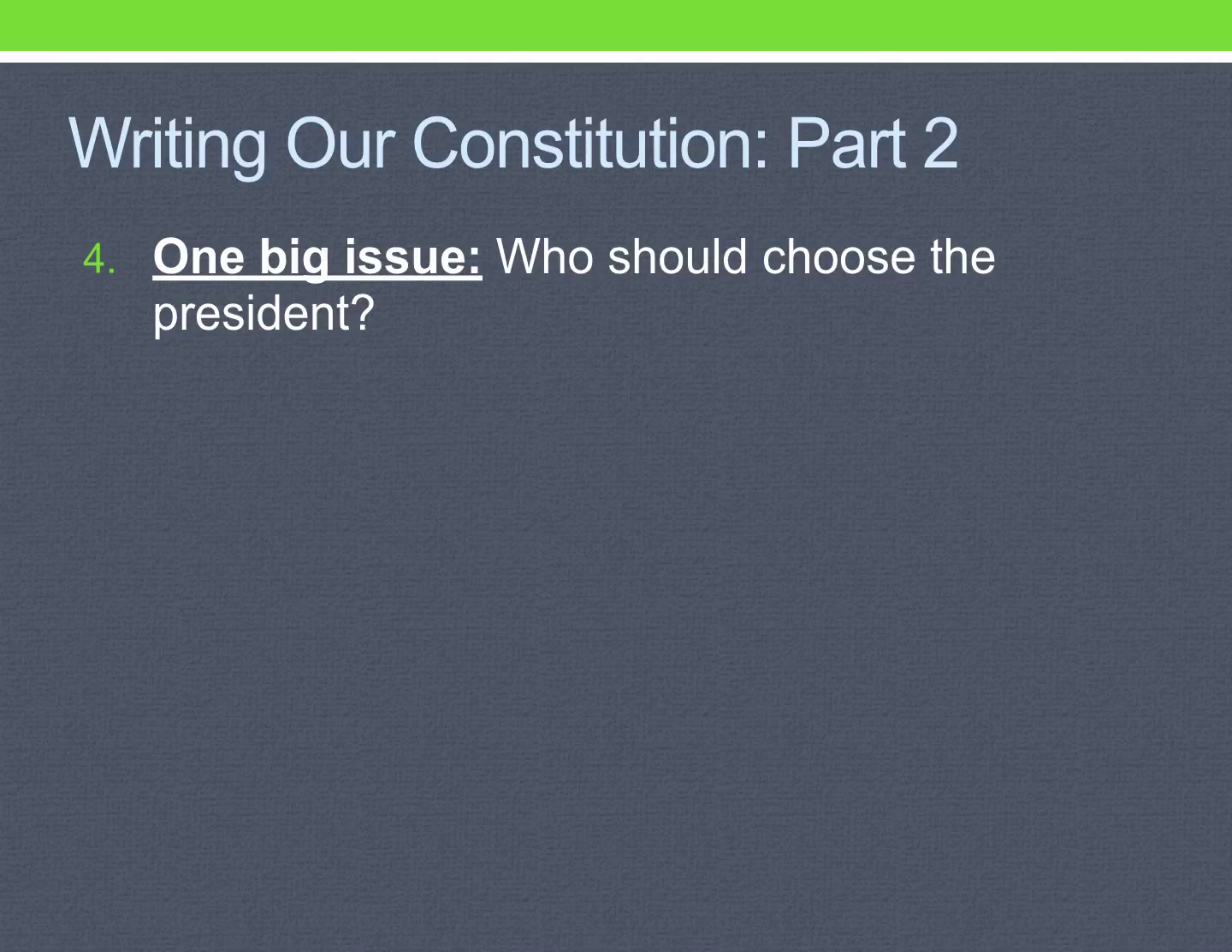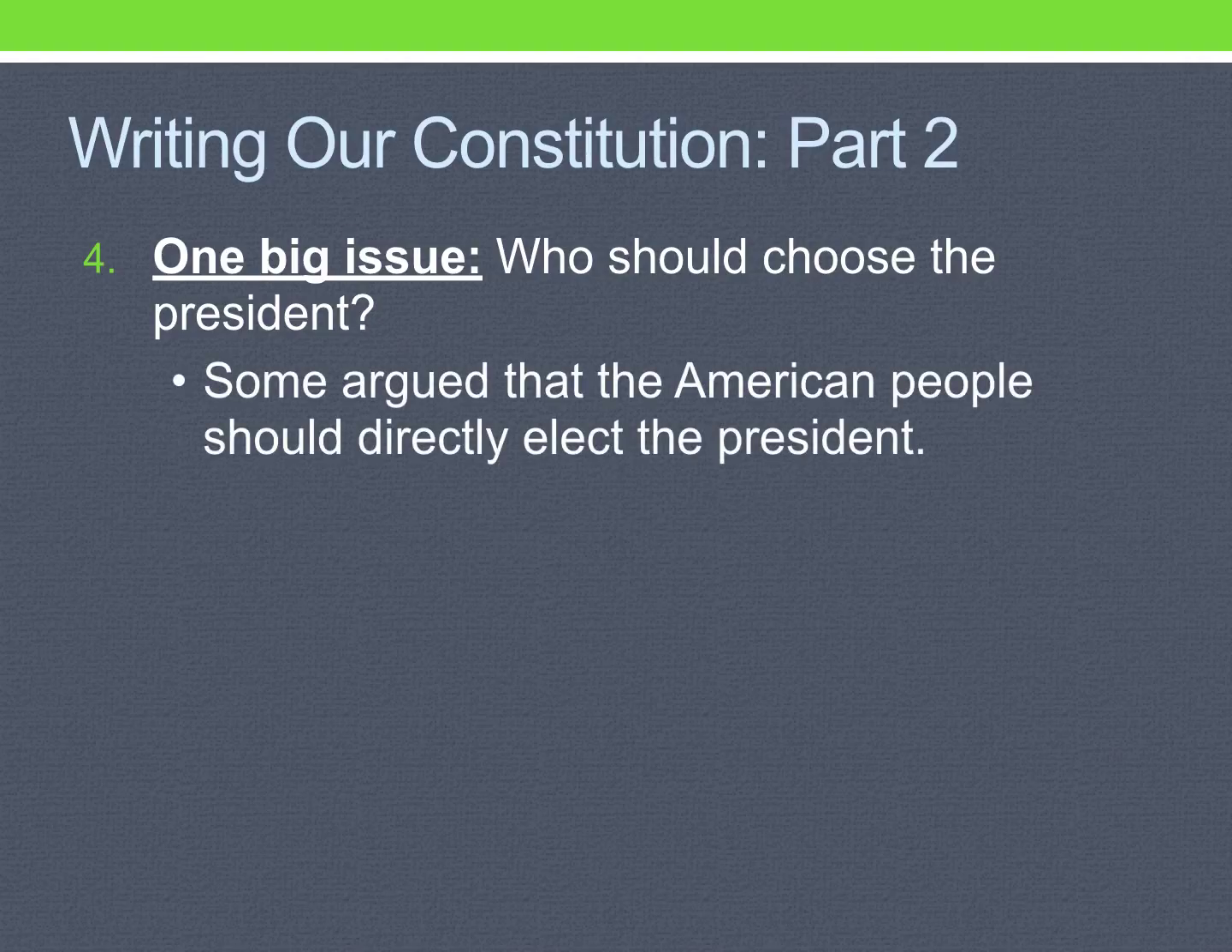Which leads us to our last big issue out of the 3 we're discussing. Who should pick the president? Some people argued that the American people should directly elect the president. They should vote for the president, and whoever gets the most votes wins.